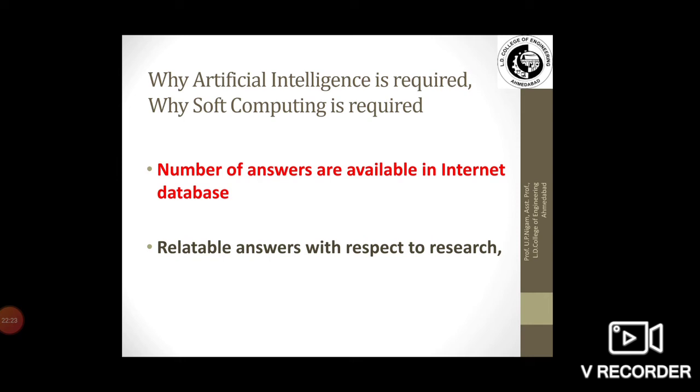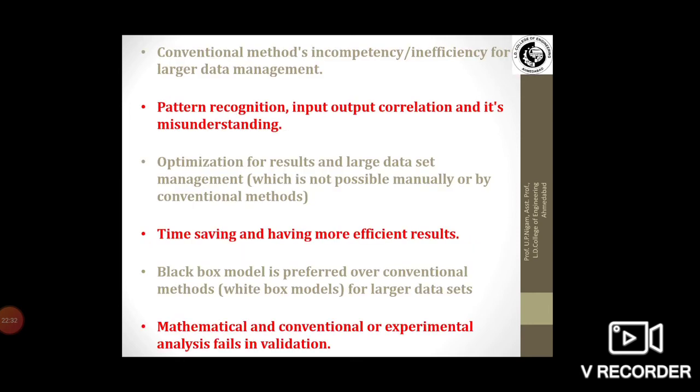Why is artificial intelligence required? A number of answers are there. The number of relatable answers are there. That's why soft computing is used, but few answers are there. That's why soft computing is used in the engineering solutions, in the research.